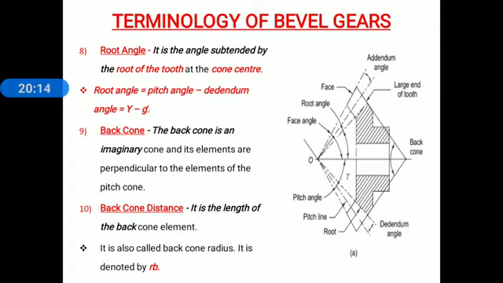Back cone, that is also an imaginary cone, and the element of that back cone is perpendicular to the element of the pitch cone. And the last point is the back cone distance, also called the back cone radius, denoted by letter R suffix B. Back cone distance is the length of the back cone element, denoted by letter R suffix B.